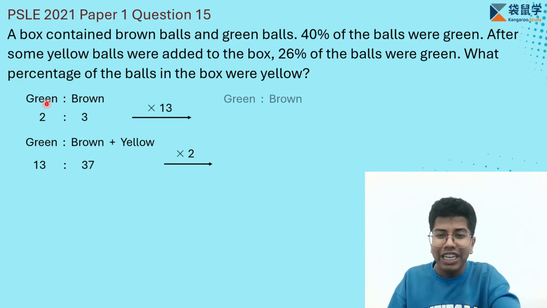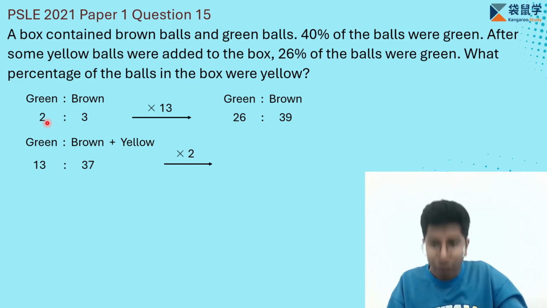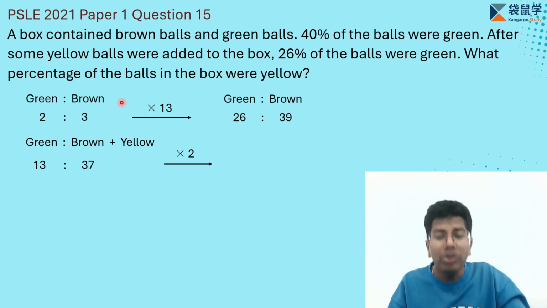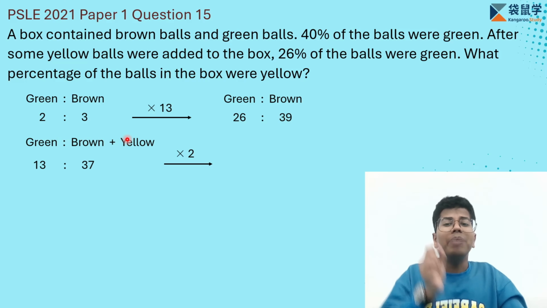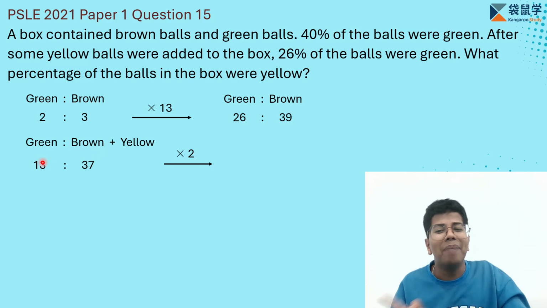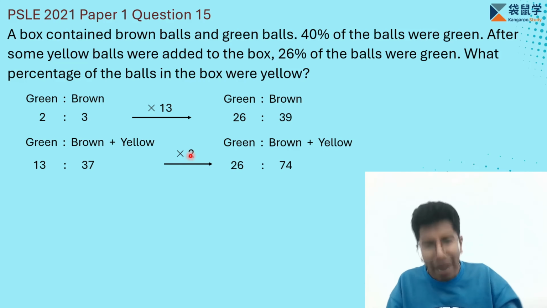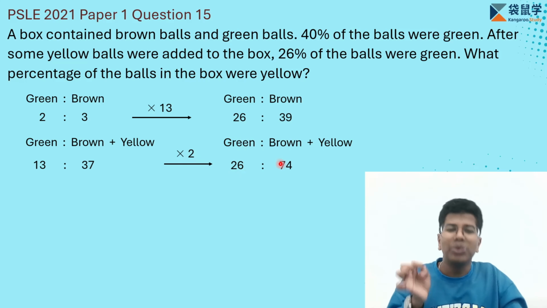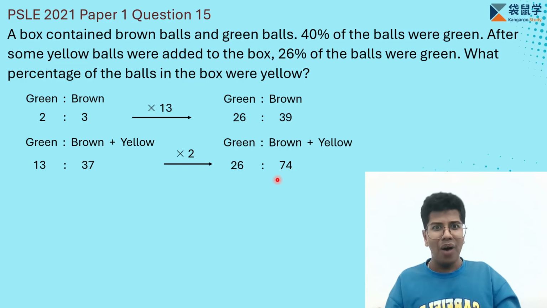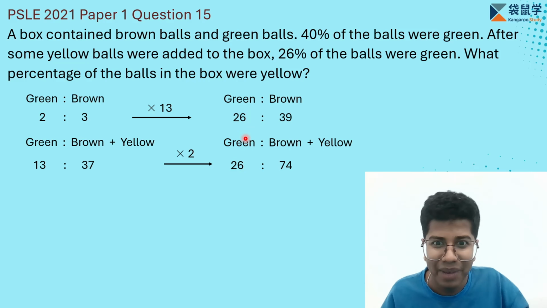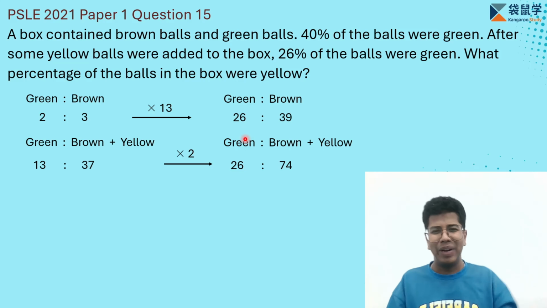So the ratio of green to brown becomes from 2 is to 3, it will become 26 is to 39, because 2 times 13 is 26 and 3 times 13 is 39. Similarly here, green to brown plus yellow, I just have to multiply both the ratios by 2. So green is to brown plus yellow becomes 26 is to 74. Now, can we see the value of green in terms of units as the same? Yes, now it's the same. That is 26 units.